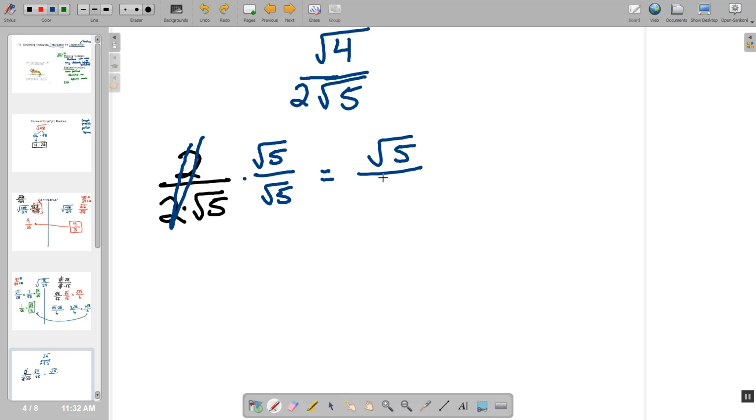Square root of 5 times the square root of 5 is 5. And now I have no irrational number in the bottom. I can't simplify my radical anymore, and my answer is done.